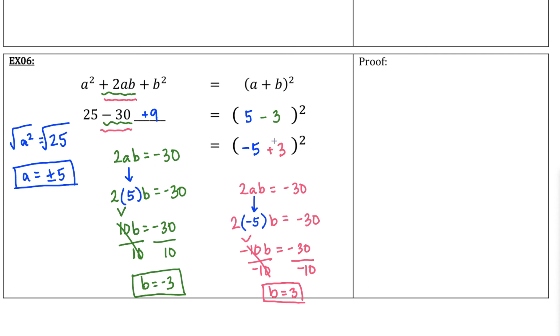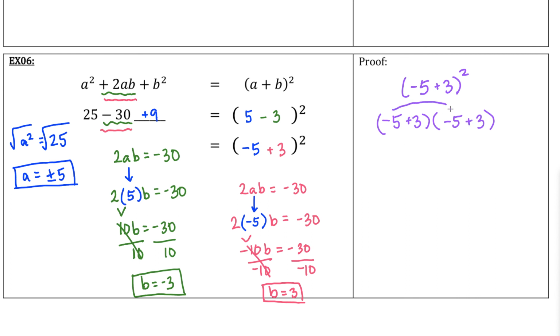Let's go ahead and prove it. It doesn't matter which one you prove. I'm going to prove this second one. Negative 5 minus 3 squared should give me a perfect square. So that's negative 5 minus 3 times negative 5 minus 3. And negative 5 times negative 5 is positive 25. Negative 5 times negative 3 is positive 15, right? Oh, that's what I did wrong. This is negative 5 plus 3, so plus 3, plus 3.